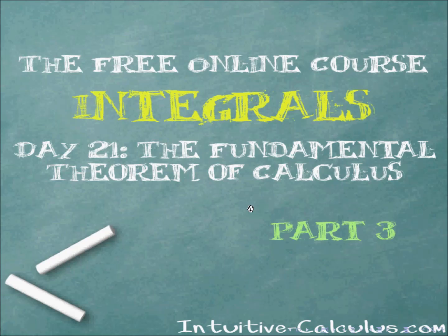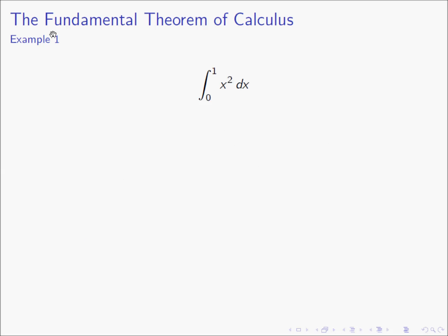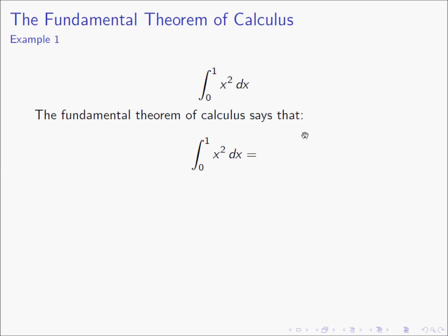In this third part, we're going to solve some definite integrals using the Fundamental Theorem of Calculus. So now that we have this theorem, we can calculate definite integrals like this one. Here we have the definite integral from 0 to 1 of x squared dx. The Fundamental Theorem of Calculus says that this definite integral equals F of 1 minus F of 0.